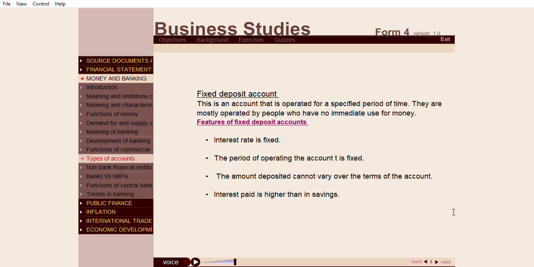Fixed deposit account. This is an account that is operated for a specified period of time. They are mostly operated by people who have no immediate use for money. Features of fixed deposit account. Interest rate is fixed. The period of operating the account is fixed. The amount deposited cannot vary over the terms of the account, and interest paid is higher than in savings.